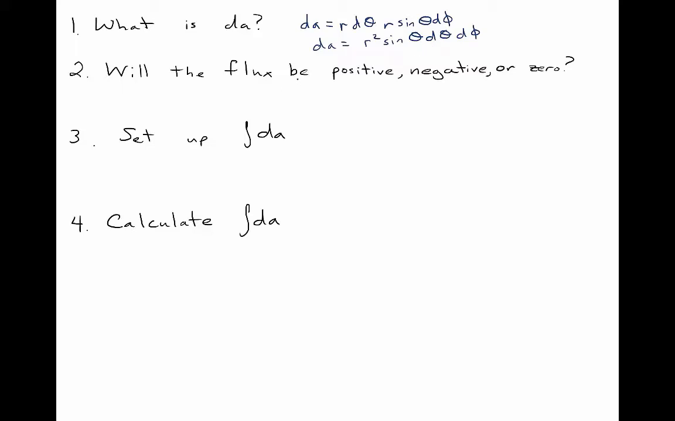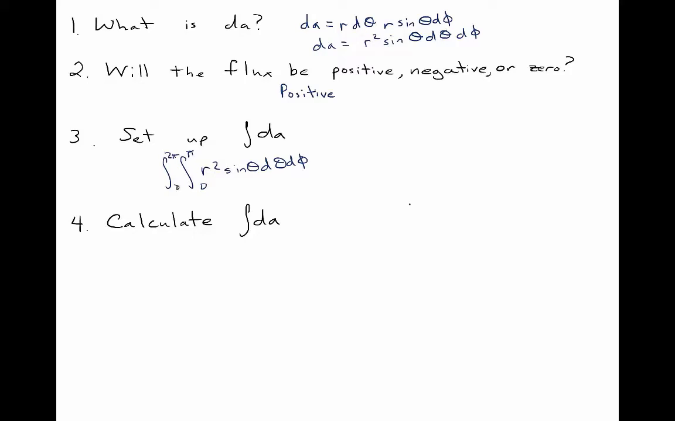Okay, what is the flux through the surface? Well, the electric field vectors point out of the surface, so the flux is positive. Next step, let's set up our integral. It's a surface integral, so we need 2 integrals. Our dA we already came up with in part 1. Okay, the bounds of theta are 0 to pi, and the bounds of phi are 0 to 2 pi.